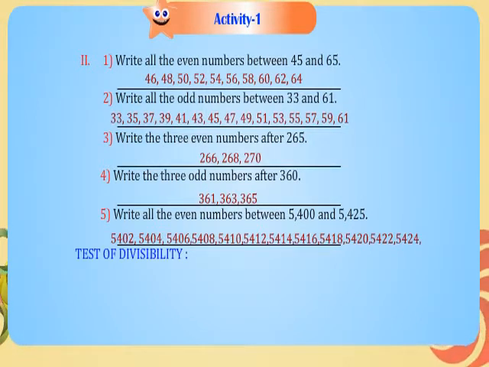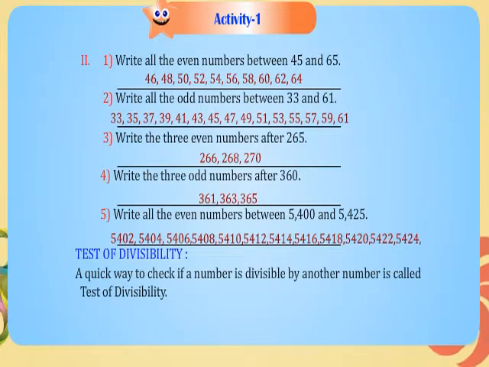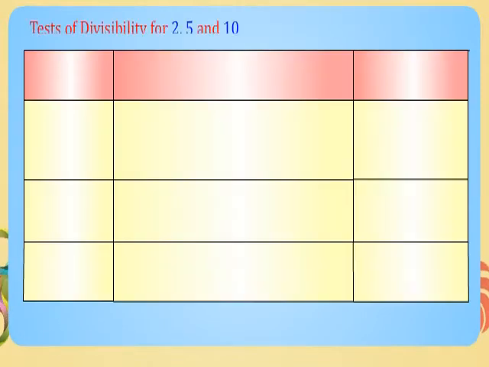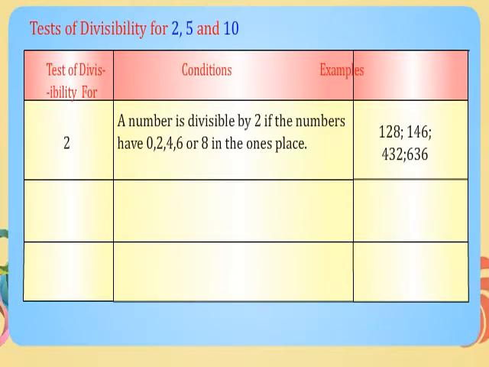Test of divisibility. A quick way to check if a number is divisible by another number is called test of divisibility. Test of divisibility for numbers 2, 5 and 10. For number 2, the condition is a number is divisible by 2 if the number has 0, 2, 4, 6 or 8 in ones place. For example, 128, 146, 432, 636.